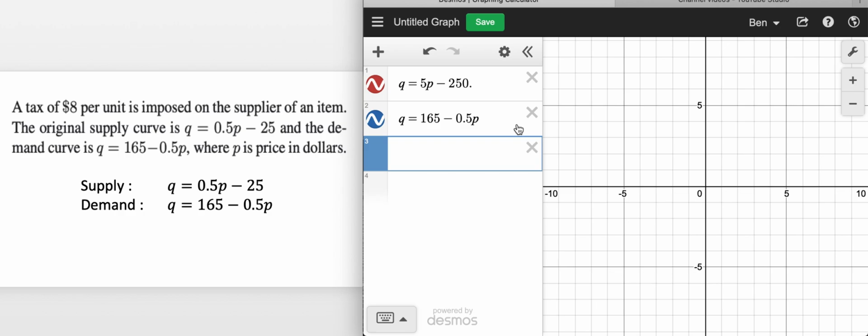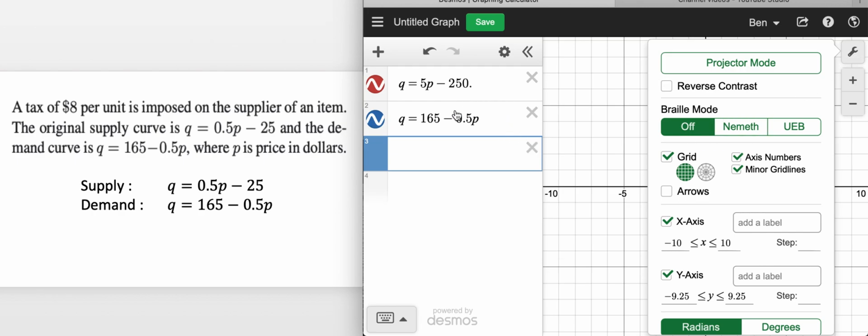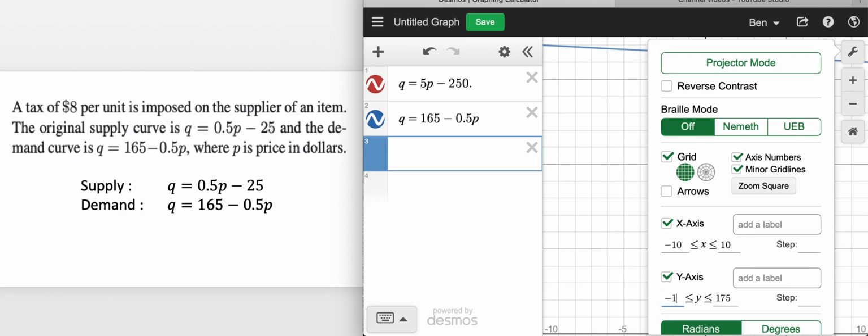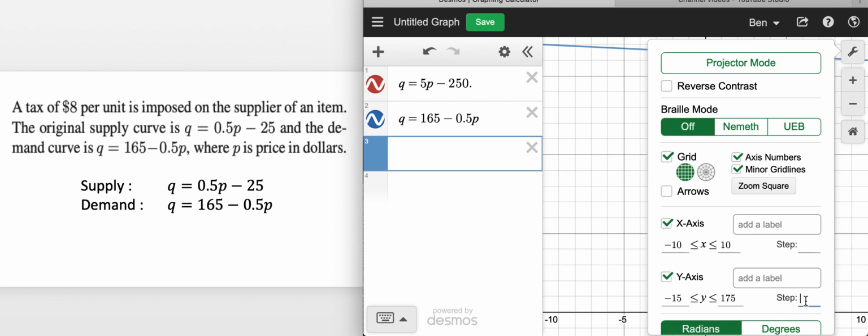Now, in order to graph this, I want to set the axes in the window so that I can see these graphs. So the easiest thing to do is set the axes to graph the demand curve. You know exactly what the highest point is going to be. That's at P equals 0, and the intercept is 165. So the maximum Y value needs to exceed the 165. I'll use 175. And we'll set the min for the Y values to be around negative 15. And I'll use steps or increments of, let's say, $25.